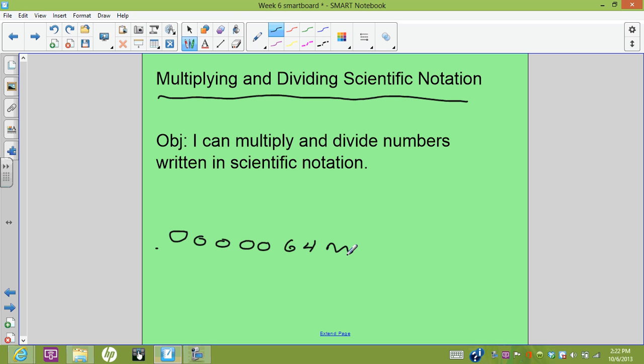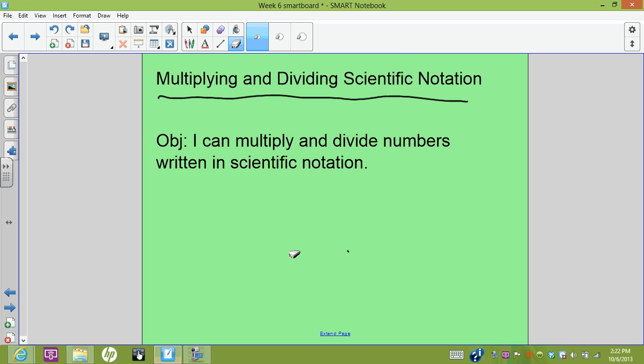0.0000064 meters, and who wants to write that over and over and over again? So scientists in the real world don't just use scientific notation to write numbers, they also use scientific notation when they're performing operations like multiplication and division. So today we're going to talk about how you can multiply and divide numbers that are in scientific notation without turning them back into standard notation.